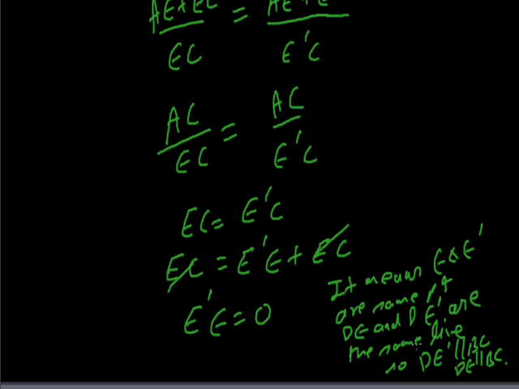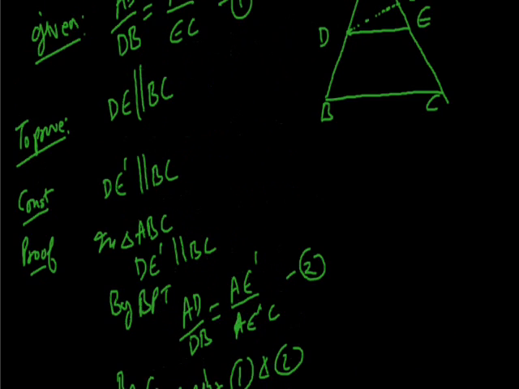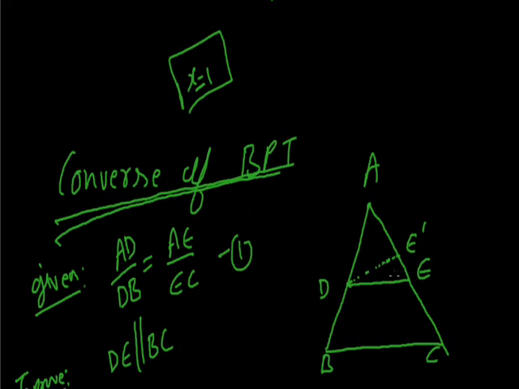So this is the converse of the basic proportionality theorem. That is, if a line divides two sides of a triangle in the same ratio, then this line must be parallel to the third side. That is the converse of BPT.